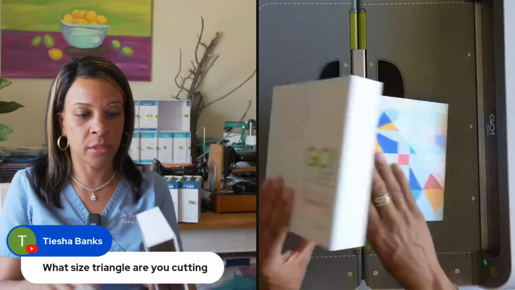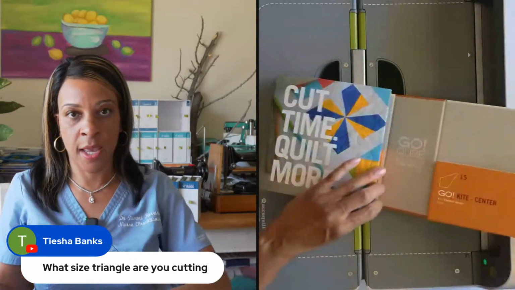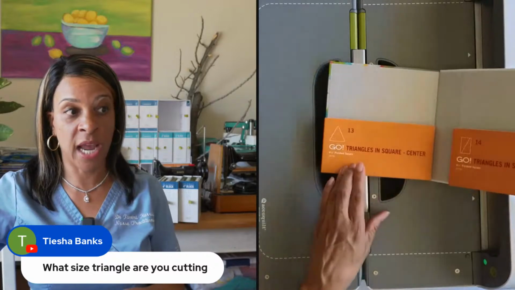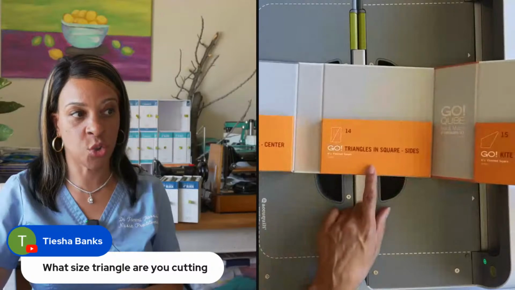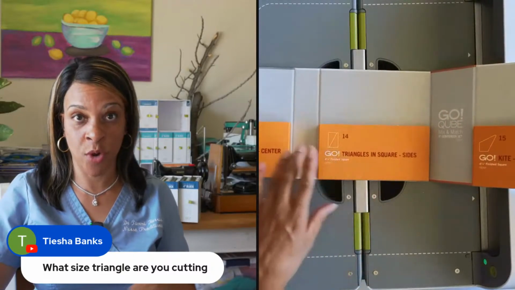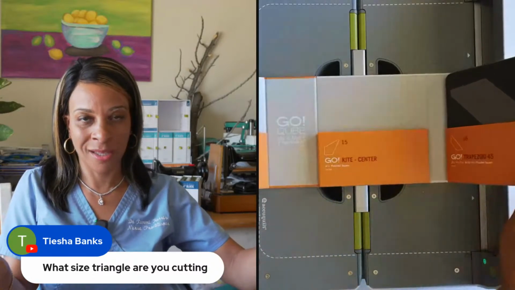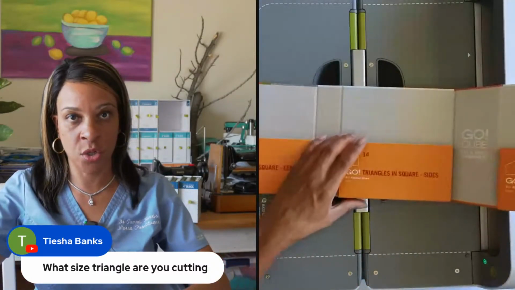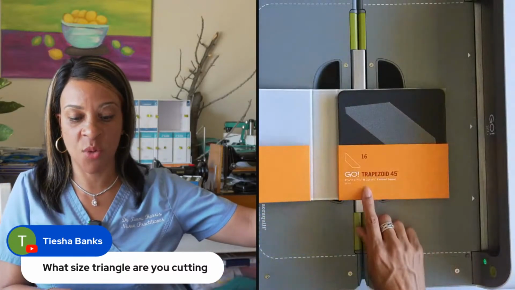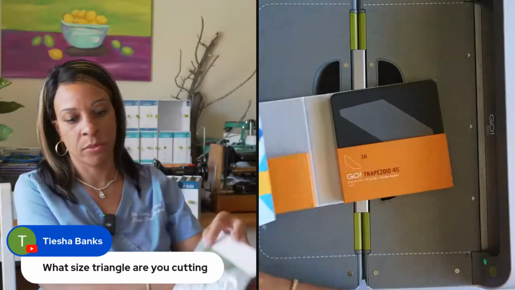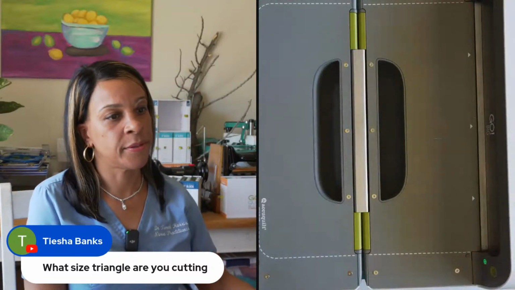This Angles set comes with 4 dies. Those dies are die number 13, which is the triangle in the square, and then die number 14, which is the triangle in the square, the sides, which we're going to use. Then it comes with the kite shape, that's the kite centerpiece, and you would use the triangles in the square as the sides. And it also comes with die number 16, which is that trapezoid. Okay, that away. Let's see.